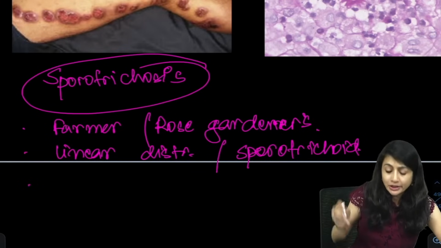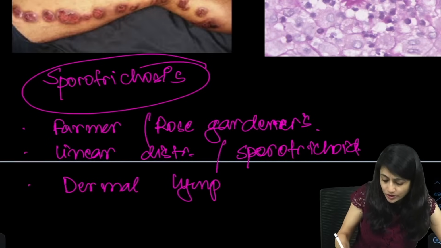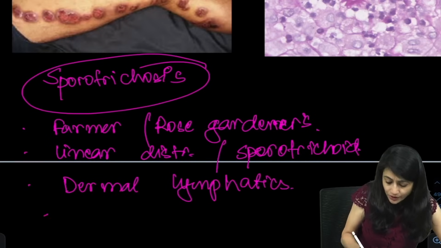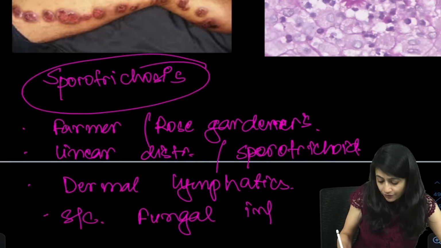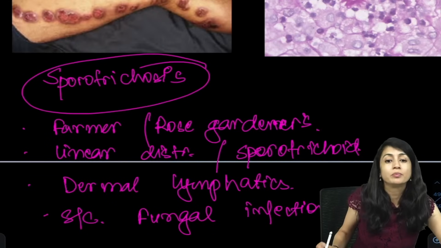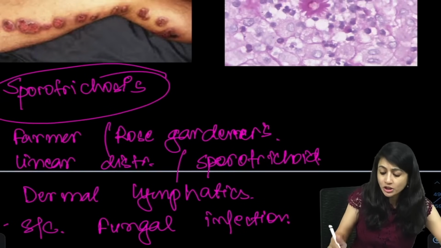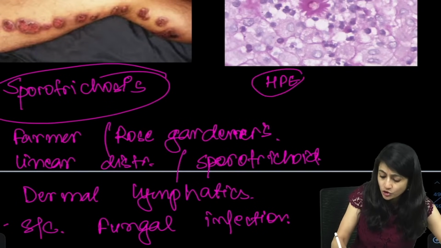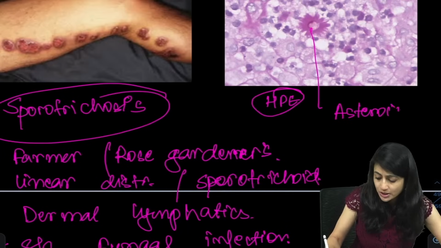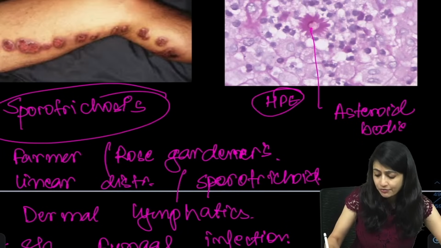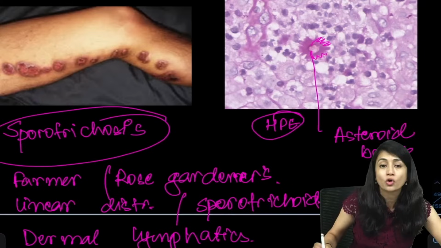Why is the distribution linear? Because of involvement of dermal lymphatics. What is sporotrichosis? It is a type of subcutaneous fungal infection, so which is infecting my dermal lymphatics, and since dermal lymphatics are linear, the lesions are present in linear distribution. The next question, what do you see on histopathology, which you all have given me answer? You see something which is called as asteroid bodies. Asteroid bodies, they are basically fungal elements and the surrounding inflammatory cells, which gives it a star-shaped structure called as asteroid body.